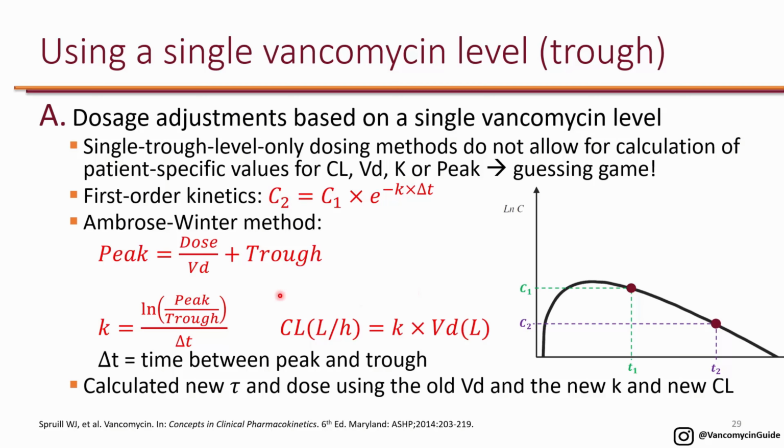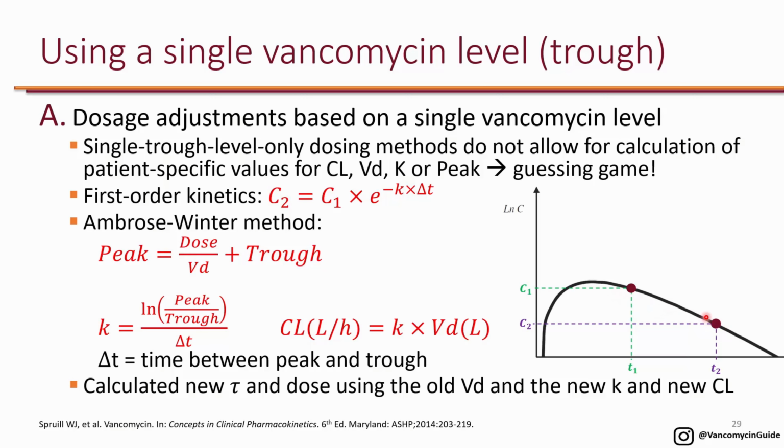Another way to do it is to actually use population kinetics. So you can use the first order kinetic equation, C2 equals C1 times e to the negative k times delta t. So delta t is the time between the time of C1 and time of C2. Now, when you do get a single level, you only have C2. So you don't really have C1. Because you only have C2, you cannot really calculate the K.